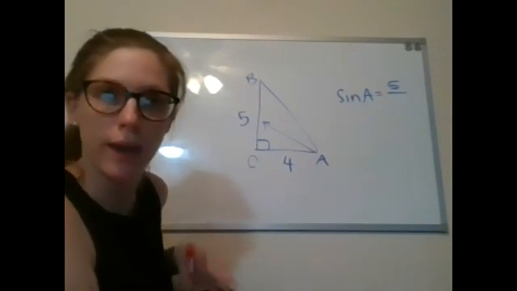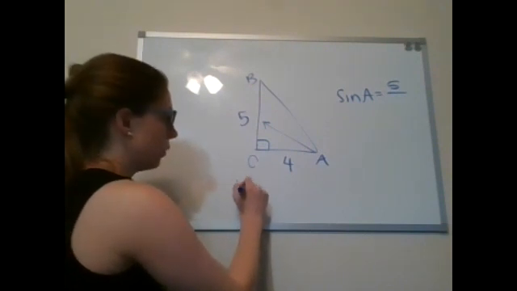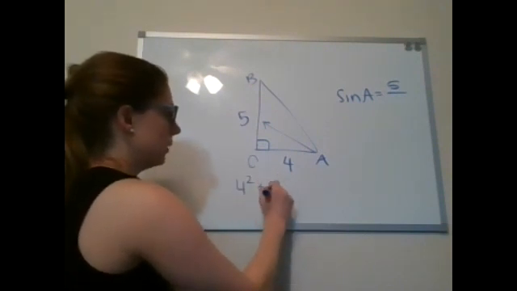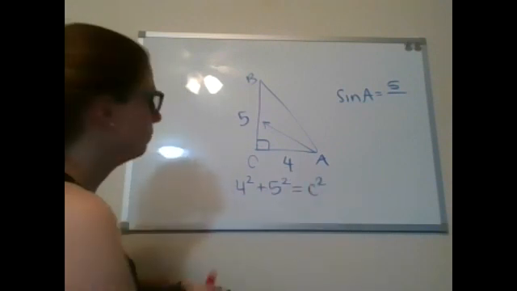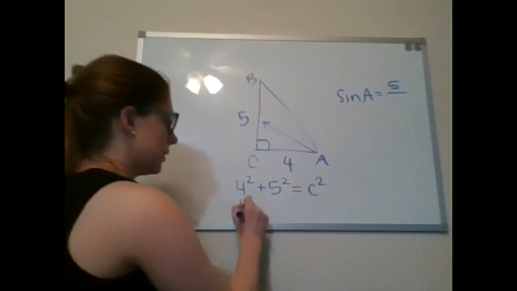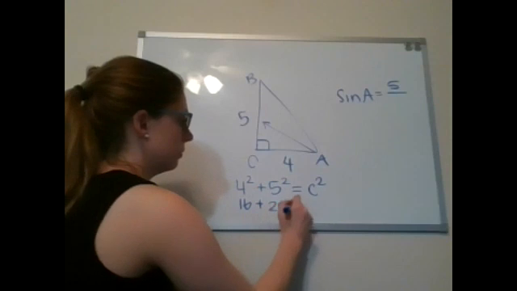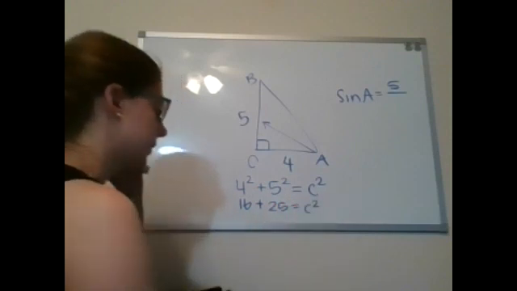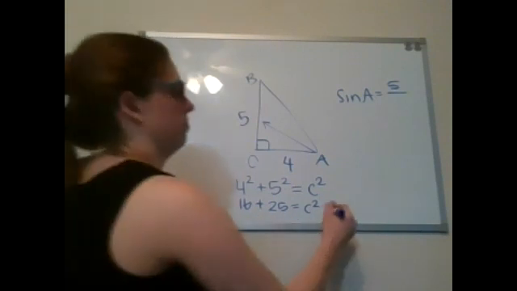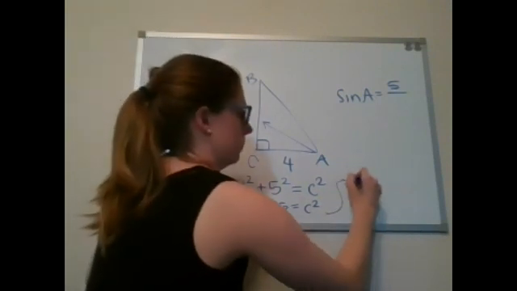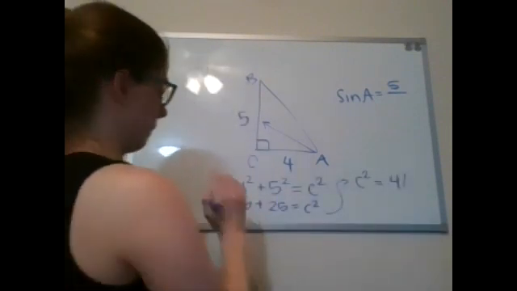So we're going to put it in the Pythagorean theorem. So a squared plus b squared would be 4 squared plus 5 squared equals c squared. So we don't know what that is. We're finding that. 4 squared is 16. 5 squared is 25. 16 plus 25, what is that? 41. Double check our math there, yeah.